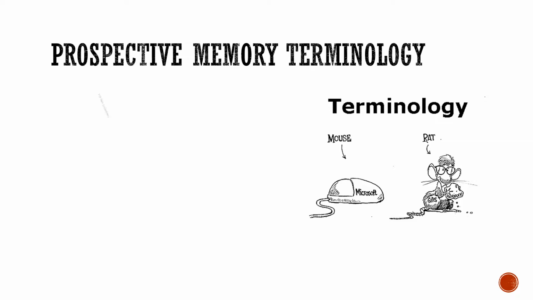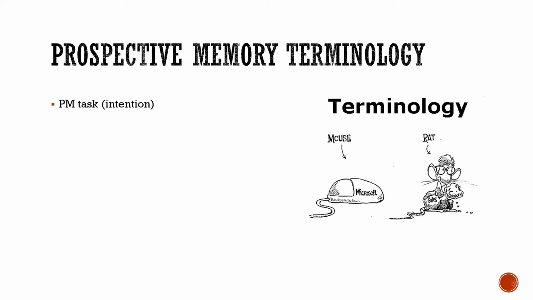The first thing that you need to know about prospective memory is a prospective memory task, which is just the intention that you have. So it's you intending to go to the grocery store after you get off of work, or it's you intending to give a note to a friend the next time that you see them, etc.